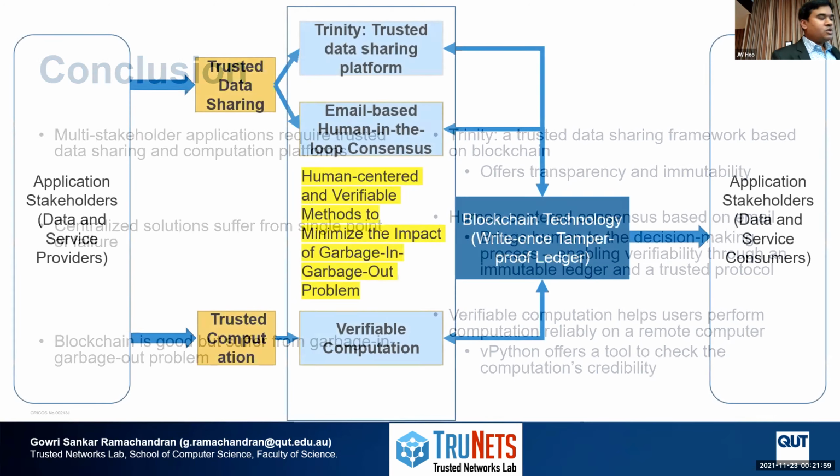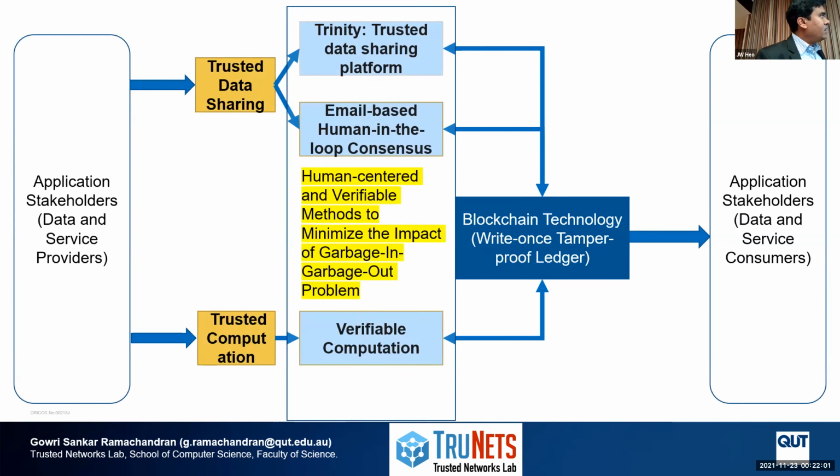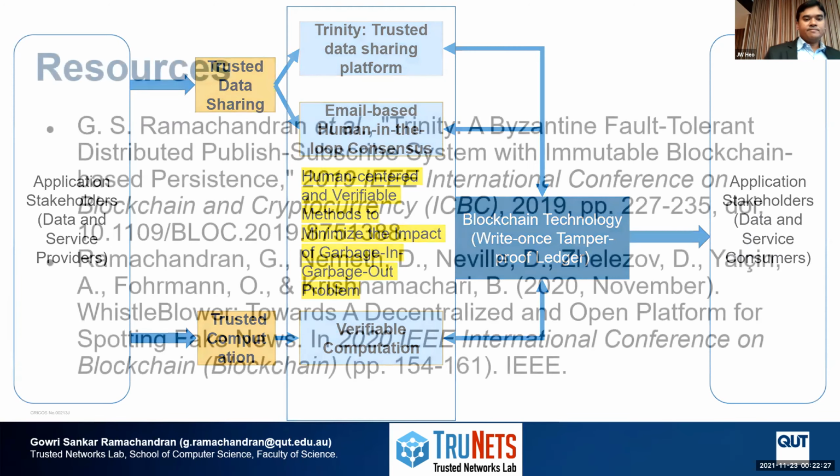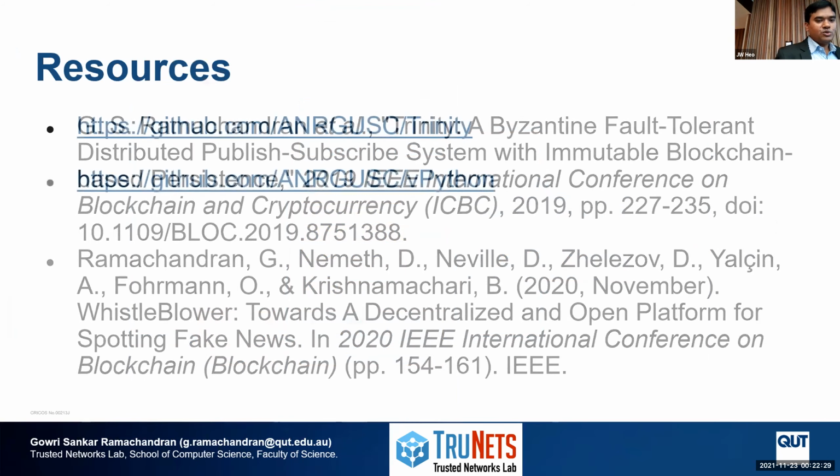So just to summarize, these platforms that we have reviewed today, they are actually human-centered and verifiable, meaning that you have some means or methods to either involve humans or verify the operations. And we can do both trusted data sharing or trusted computations with these. And hopefully these solutions help us minimize the impact of the garbage in and garbage out problem in blockchain-based systems. And these are some resources for you to check out later.